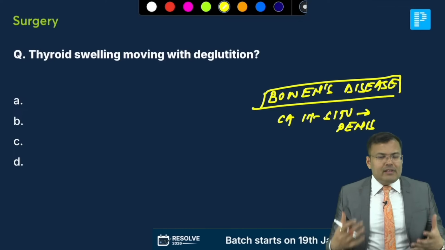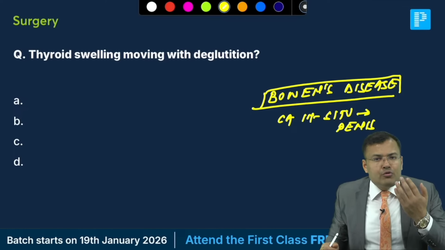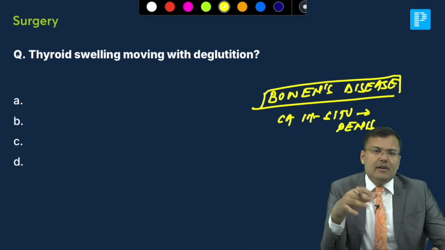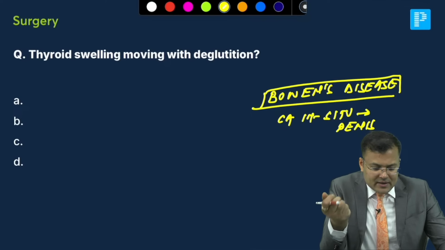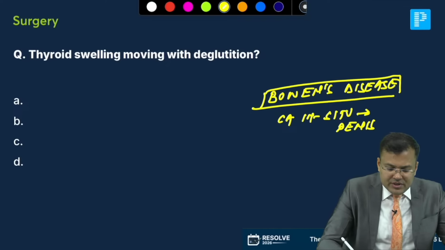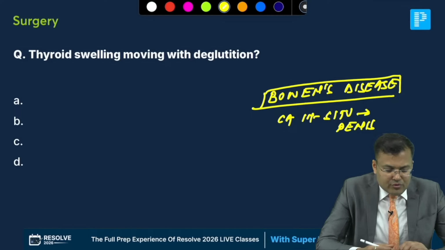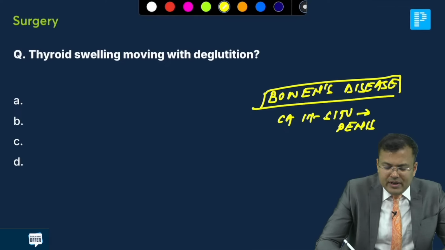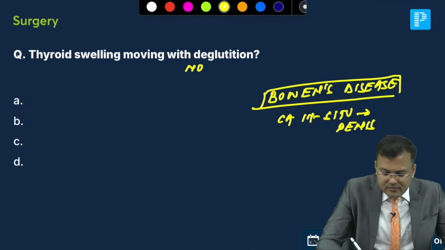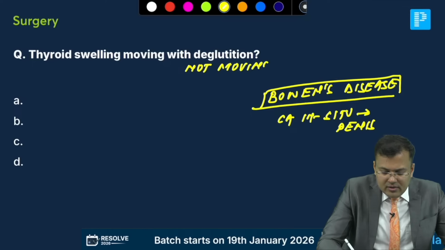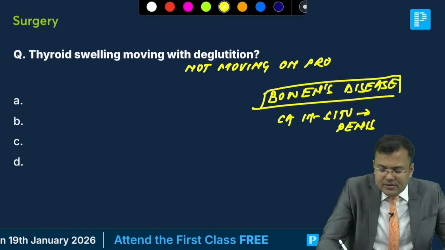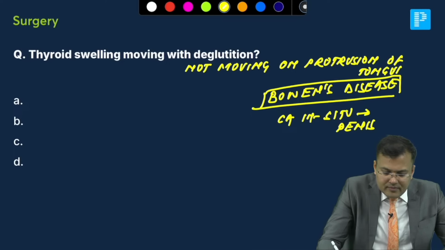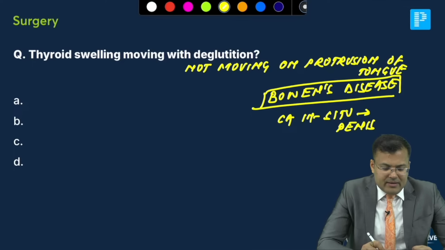No, moving with deglutition, not moving on protrusion of tongue. On protruding the tongue it will not move. That is not thyroglossal cyst. What is the special feature of thyroglossal cyst? It moves up on protrusion of tongue. So moving with deglutition, but not moving on protrusion of tongue. Anybody remembers this? Not moving on protrusion of tongue. Anybody remembers the option? Guys, options. Anybody remembers?